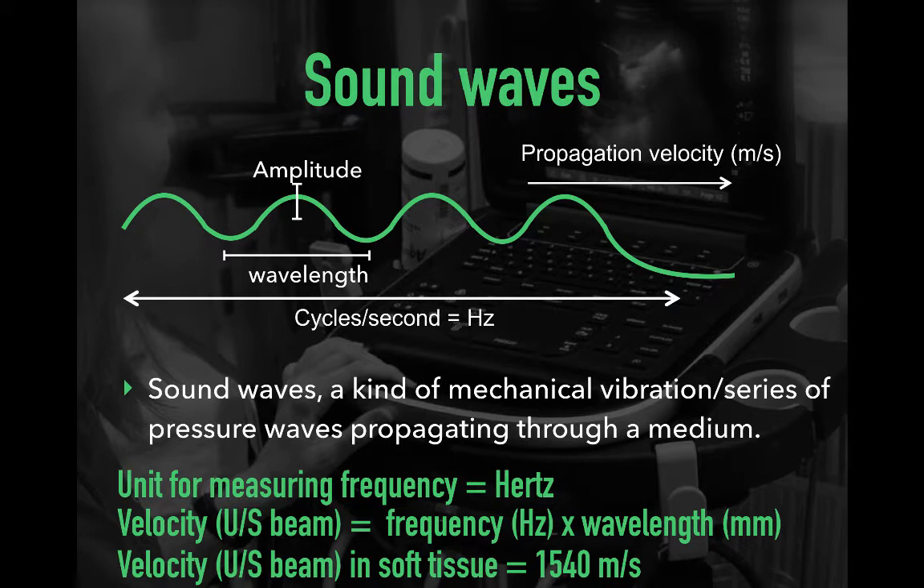Finally, the speed or propagation velocity at which an acoustic wave travels through the medium depends on two things: density and resistance. Dense media transmit a mechanical wave faster than less dense media.